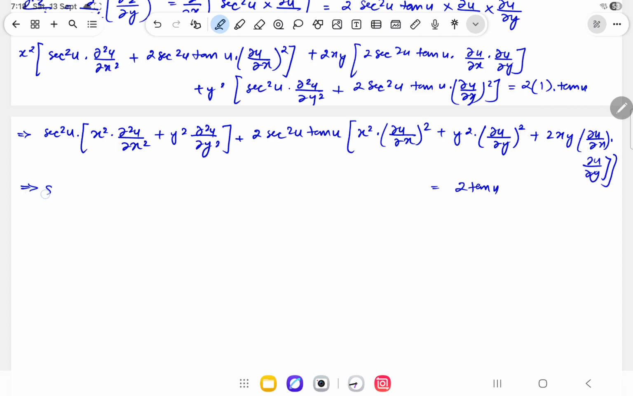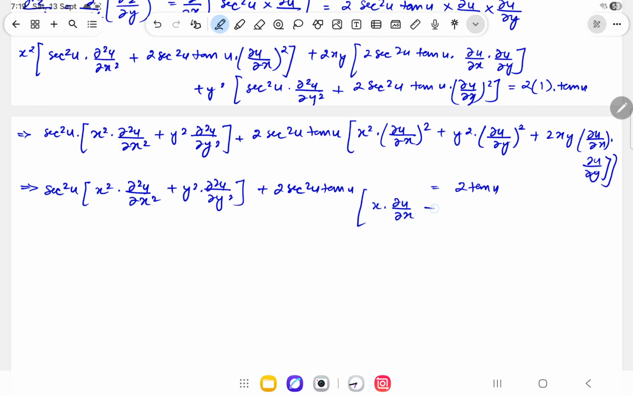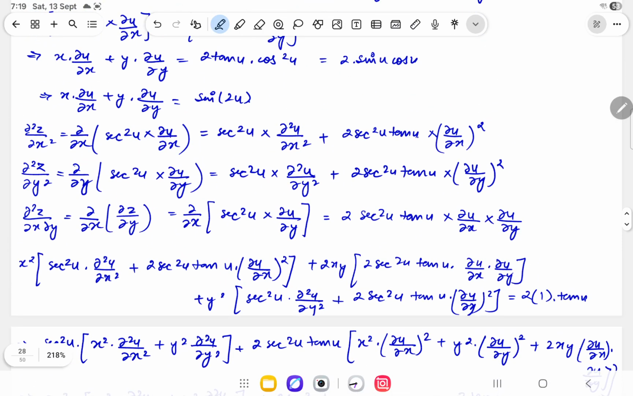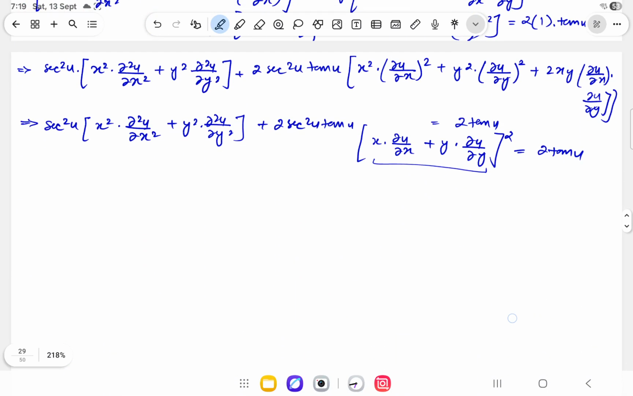So if I simplify it, I'll be getting sec square u into x square del square u by del x square plus y square into del square u by del y square plus 2 sec square u into tan u. If I simplify it, you can observe that it is forming the whole square of x into del u by del x plus y into del u by del y, whole square, is equal to 2 tan u, and we have already found out the value of this term using Euler's first theorem. So that basically gives us that this thing is equal to sine 2u.